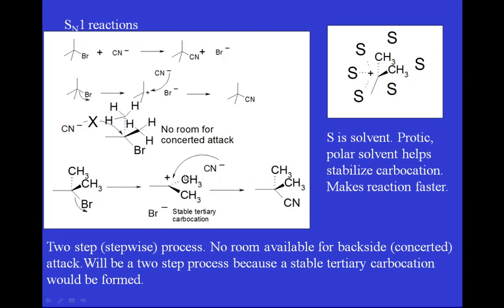Looking at the Sn1 reaction, we're starting with a tertiary alkyl halide over here. This will go in two steps. The Br will leave first, forming a nice stable carbocation, and then the Cn- will come in after that. The reason that this occurs this way is because by the Br leaving we get a nice stable tertiary carbocation in the first step that can react with the Cn-. Notice also that there's insufficient room for the Cn- to come in here and kick this out at the same time. So that doesn't happen.